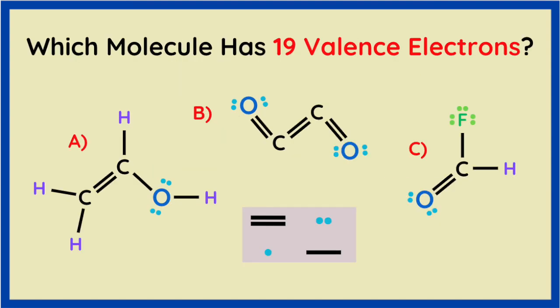But there's also another way that you can find the valence electrons of a molecule. I call it the stick and dot method, and this video is on your screen.